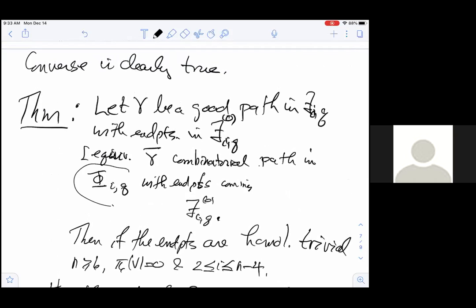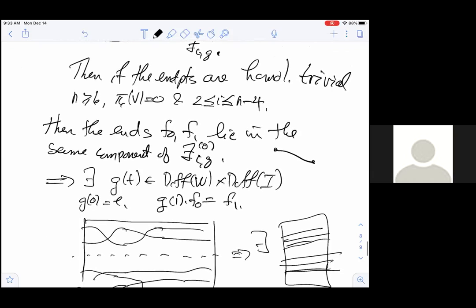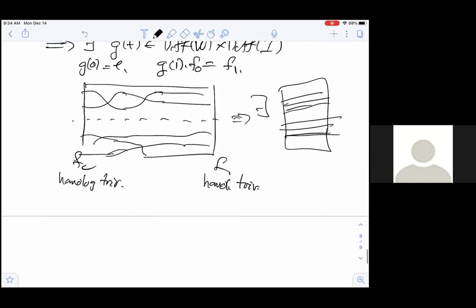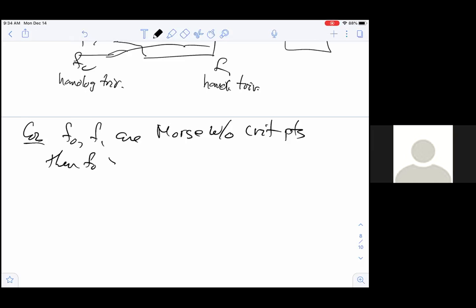It's about paths in this space, combinatorial paths in this space. Now it doesn't look like what we need to prove, so let me show you how this statement gives you the result that you want. So let me prove a corollary: if f naught and f1 are Morse functions without critical points, then f naught and f1 are connected by such a path.